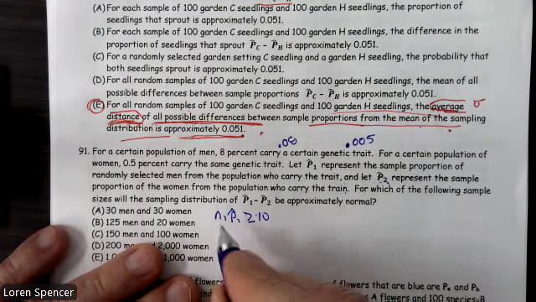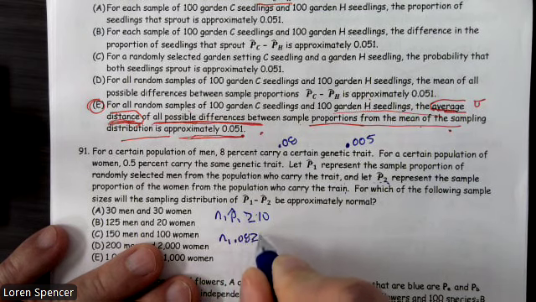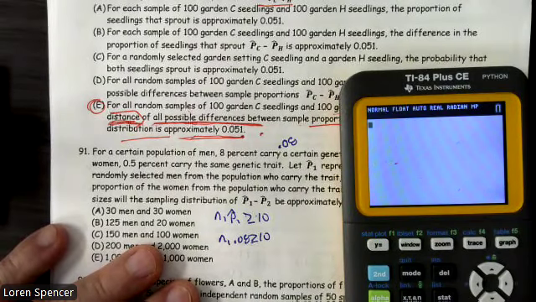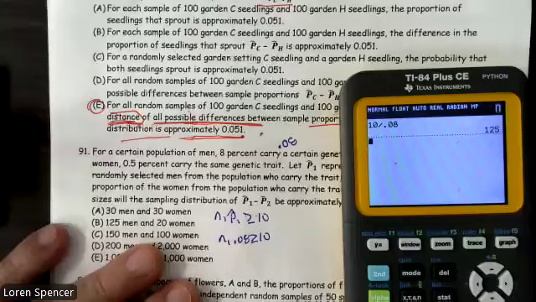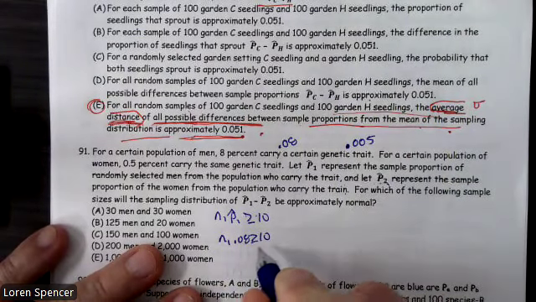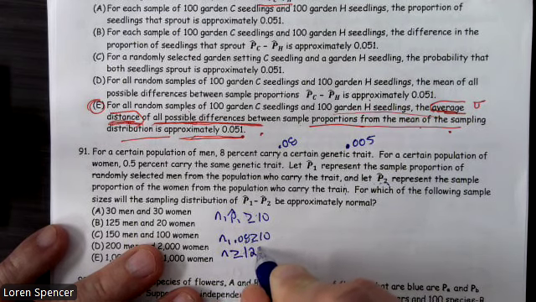So let's go ahead and do that. We don't know what n1 is, but we know n1 times 0.08 has to be greater than or equal to 10. If we take 10 and divide it by 0.08, we get 125. So n1 has to be greater than or equal to 125.